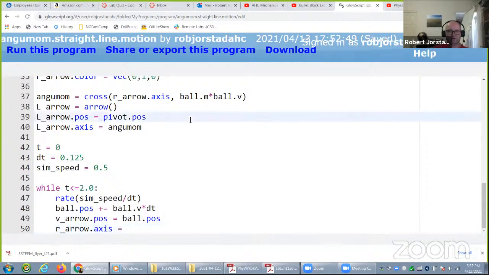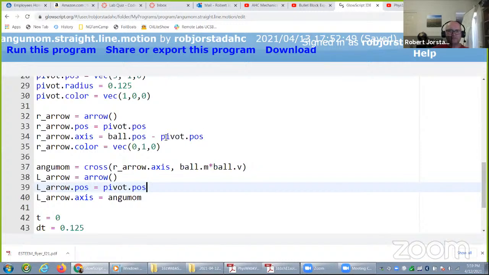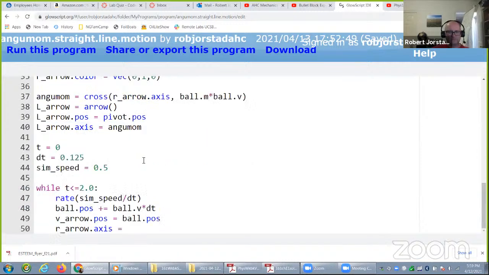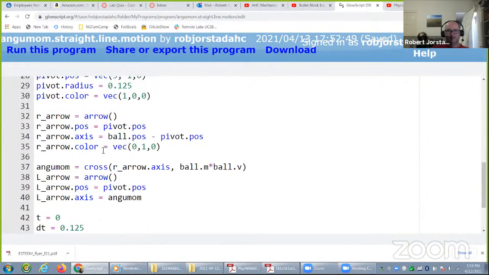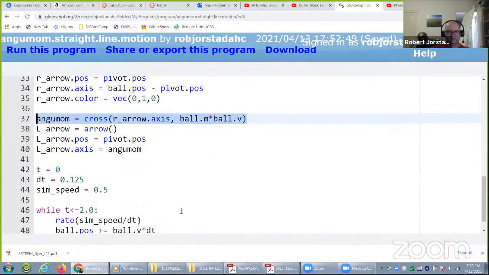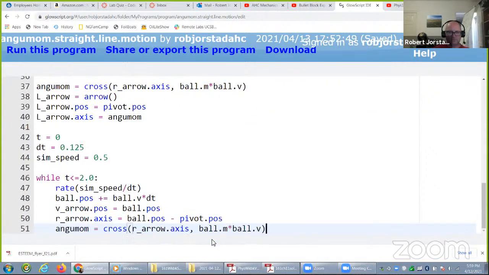Well, I'm just going to copy what I wrote up here. Now this one, so that's just recomputing the new R arrow based on the new position as it travels. And then notice the tail is staying fixed to the pivot, so I don't need to update that. However, this is going to change. So let's stick that inside the loop, right? Because this is now different because the ball's position changed.